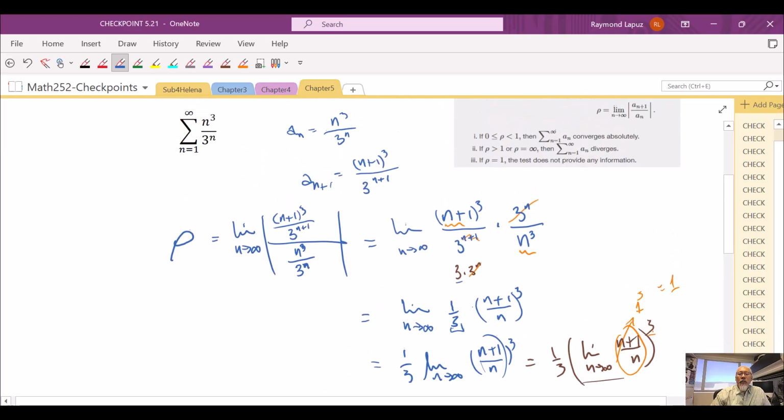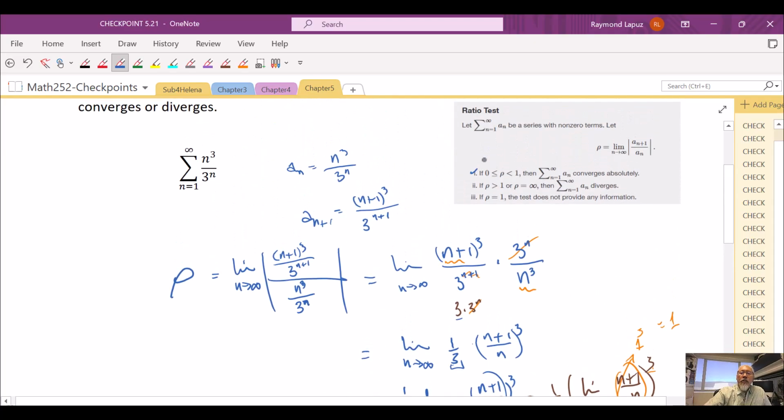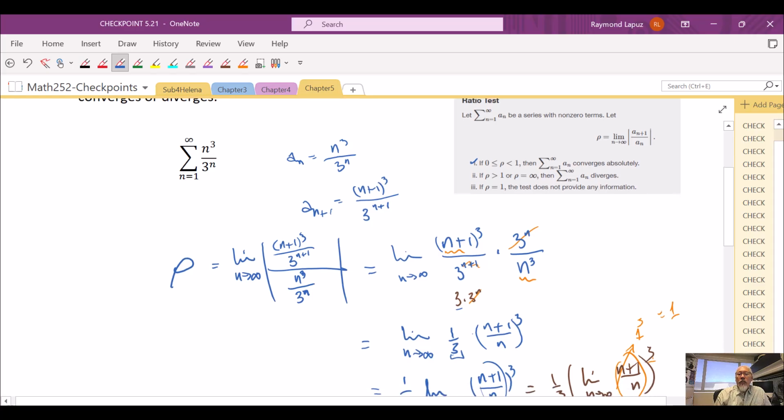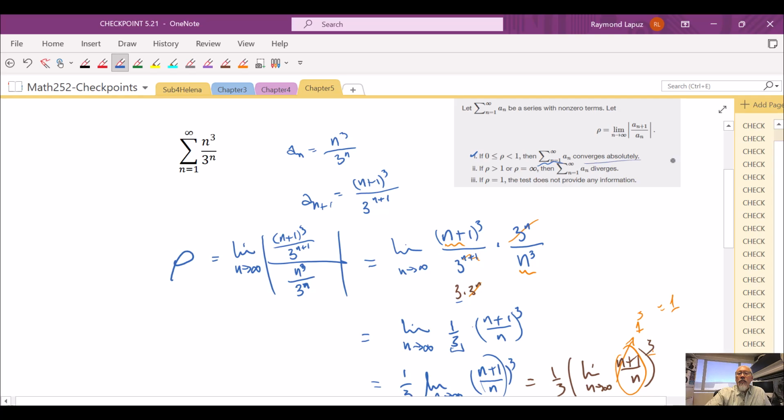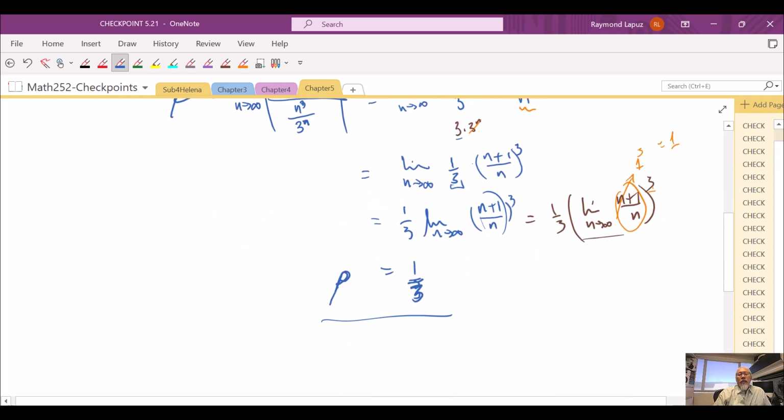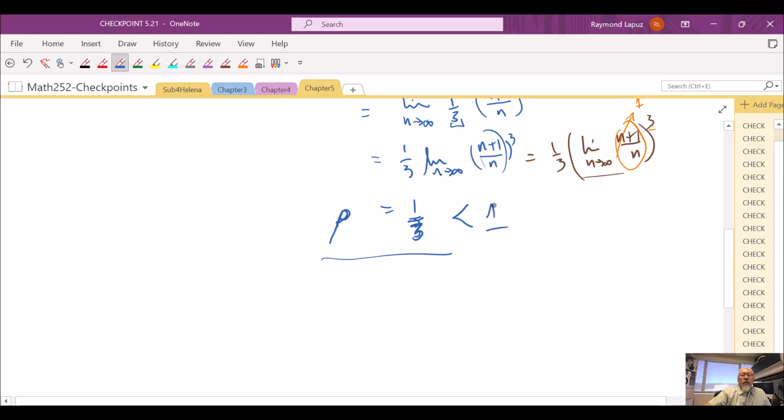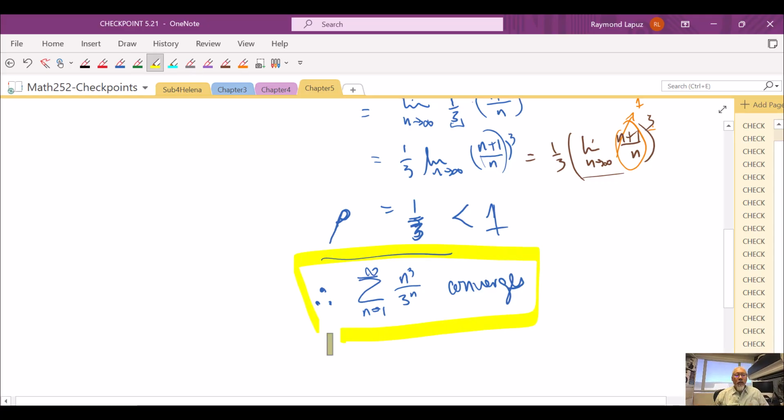That's your limit. And if we go look at the conditions again, it satisfies this first condition. Rho is less than 1. Therefore, the series absolutely converges. So we'll say this is less than 1. And then therefore the series that we're looking at, this is n cubed divided by 3 to the nth power, as n goes from 1 to infinity, also converges. Okay, this is your result, and I hope that helps. Oh, sorry, absolutely converges.